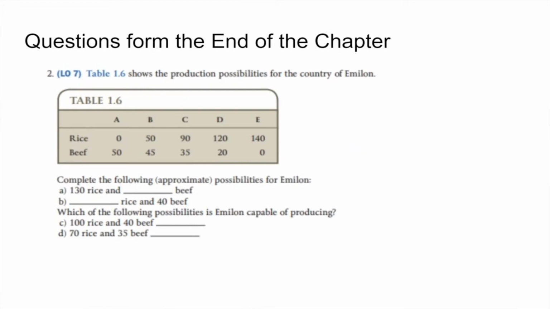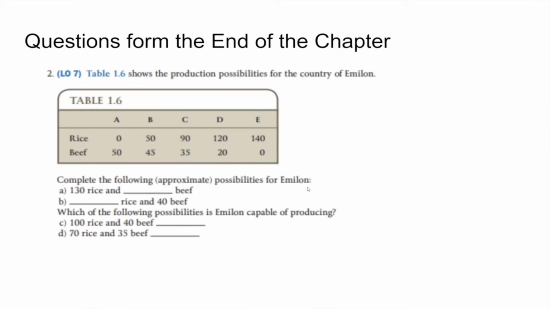Table 1.6 shows the production possibilities curve for the country of Emilion. We've got table 1.6 there. We've got rice and we've got beef. And we know that we can produce no rice, all the way up to 140 rice, and we produce from 50 beef down to 0. So what this is really saying is our economy has two extremes: we produce all beef and no rice in A, and in E, we produce all rice and no beef. Okay? And the various combinations in between.